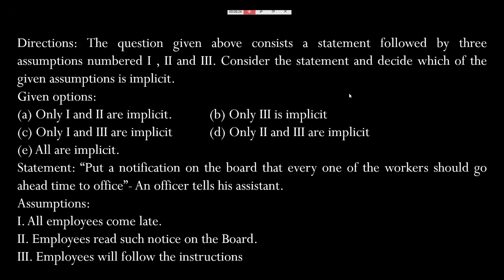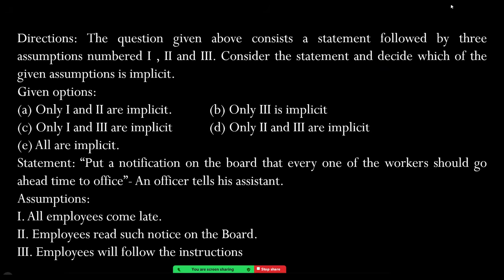All these things are very much important. You have to see things in a careful way, otherwise you may not understand them properly and you'll end up with a wrong answer. Now see the statement here. Put a notification on the board that every one of the workers should come to office on time. This is an officer giving a notification. When it is a notice, we will consider that your subordinates will follow.